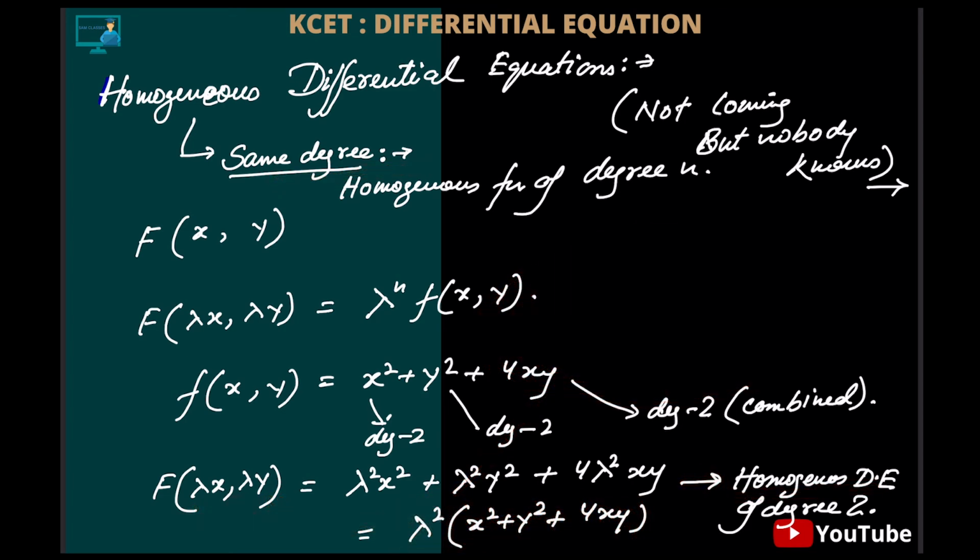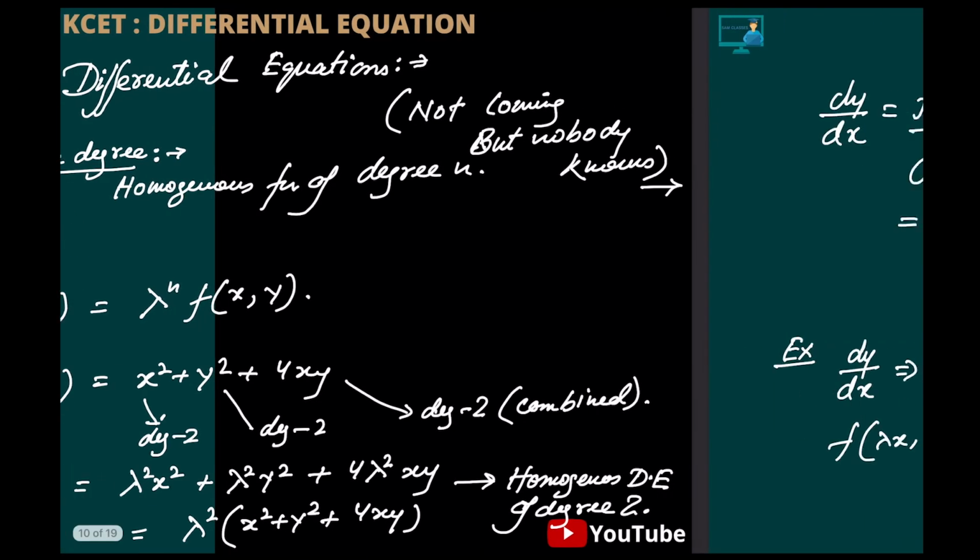Okay. Now, how do we identify? By seeing this only. In most of the cases, it will be terms like x square, y square, and with practice you'll get it. But in KCET, they don't ask much about homogeneous equations. Confirm question they ask from LD, linear differential equation. Okay. But still, I wanted to say.